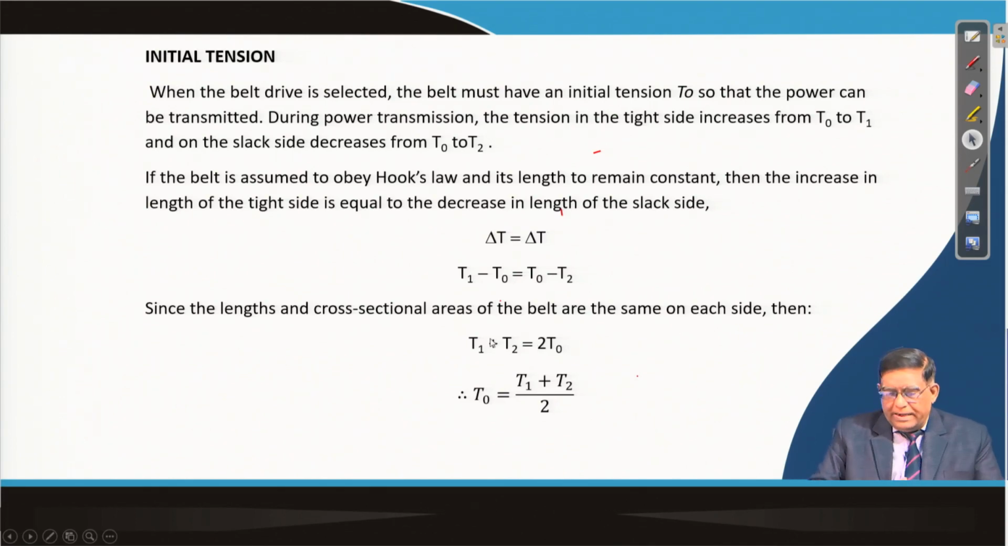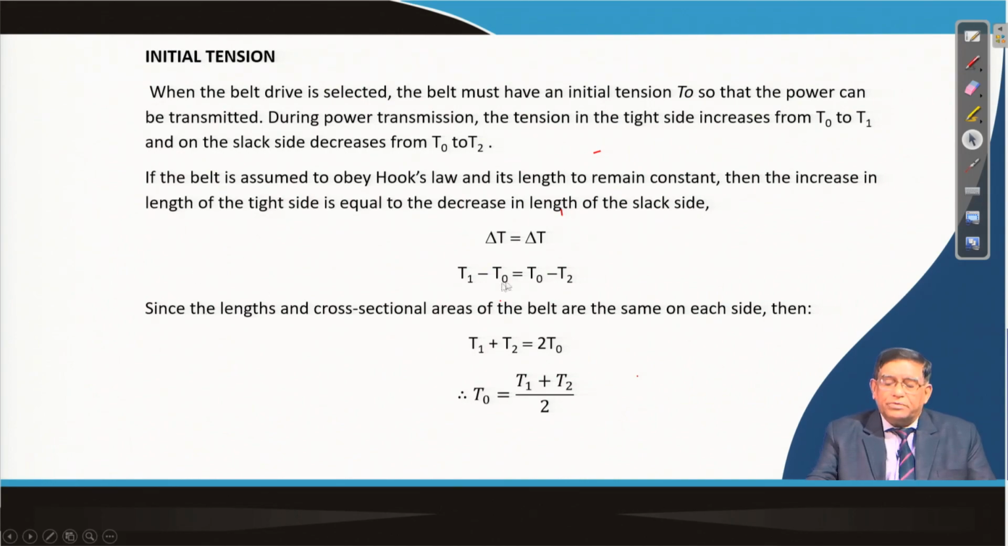Now, how do you calculate the initial tension? Initial tension: when the belt drive is selected, the belt must have an initial tension, because if you do not have an initial tension, then you cannot drive it, it will just slip.